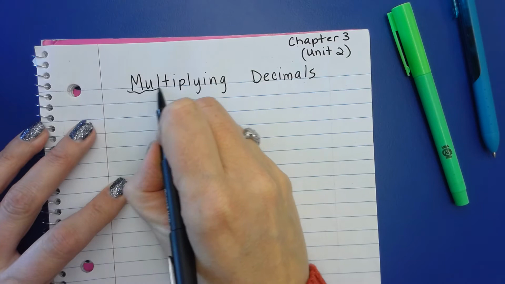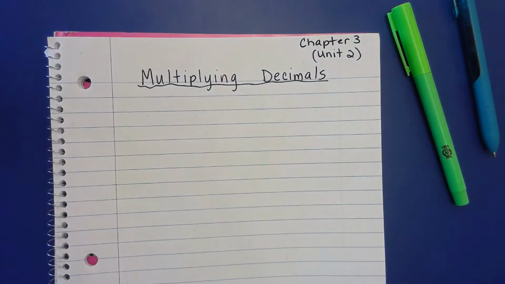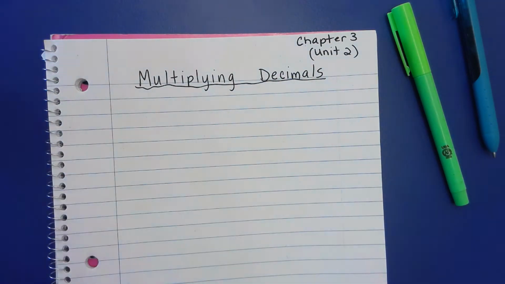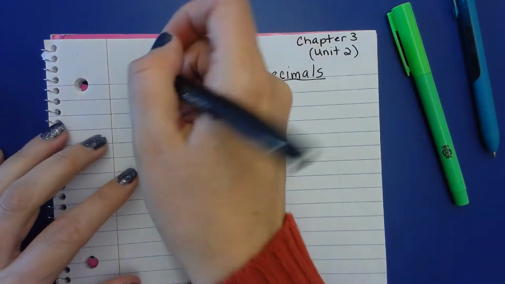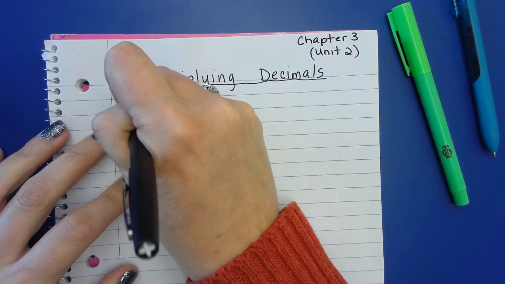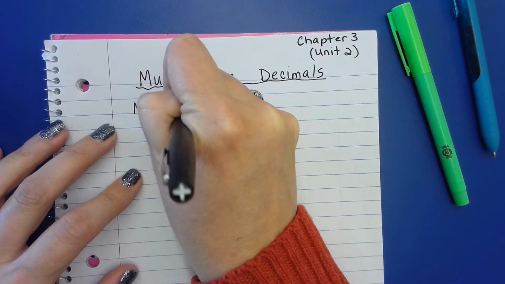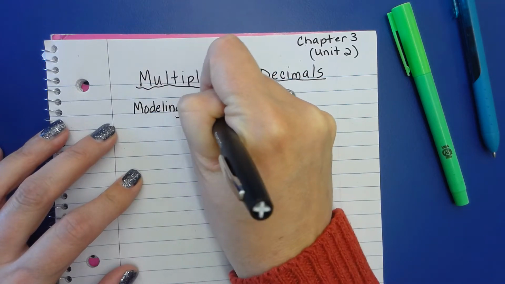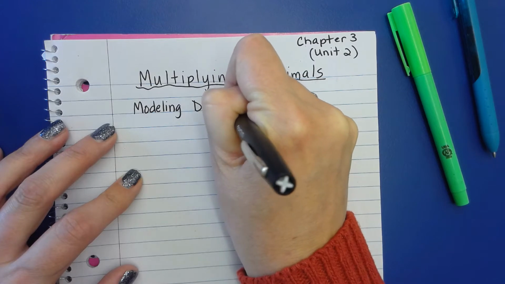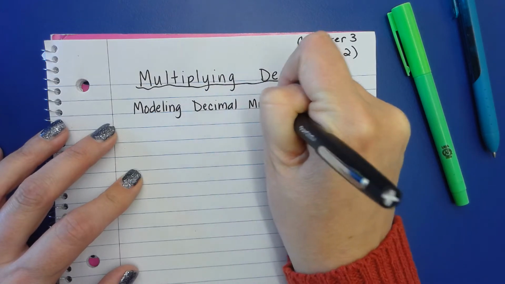Okay, multiplying decimals. So we're going to do, let's see, 4 sections here. The first section is going to be modeling. So let's write down modeling decimal multiplication.